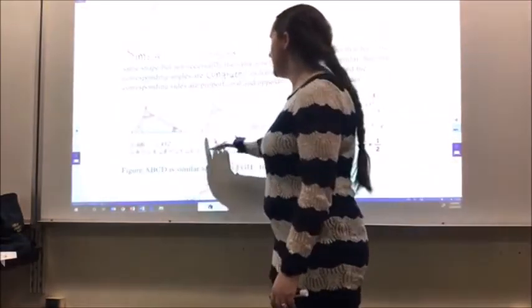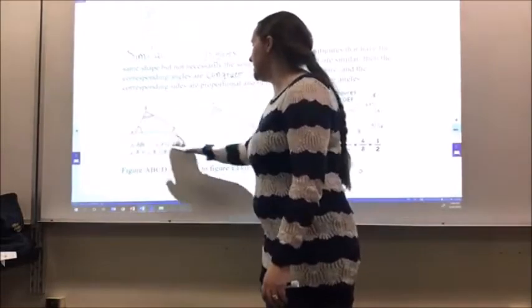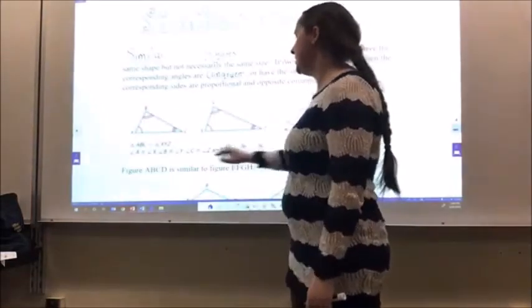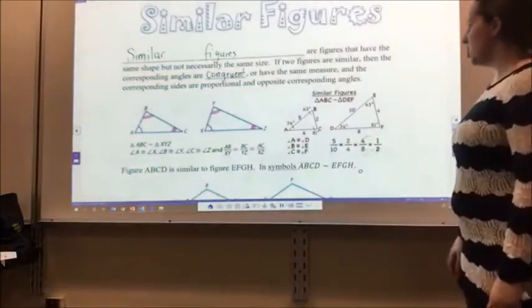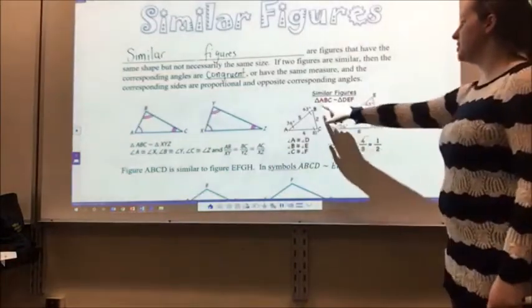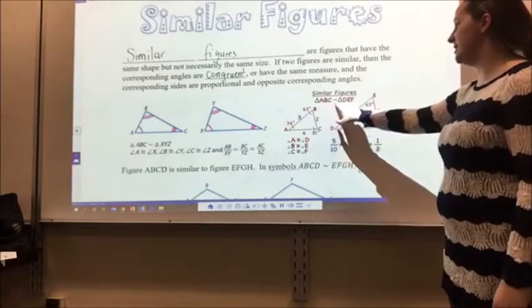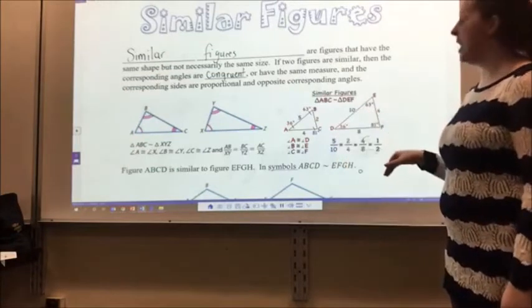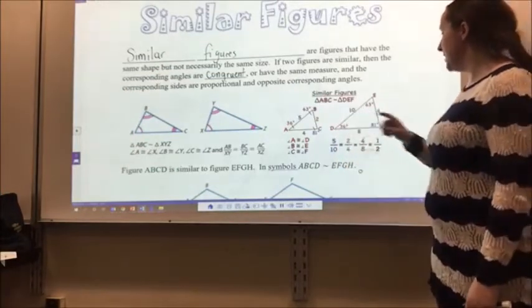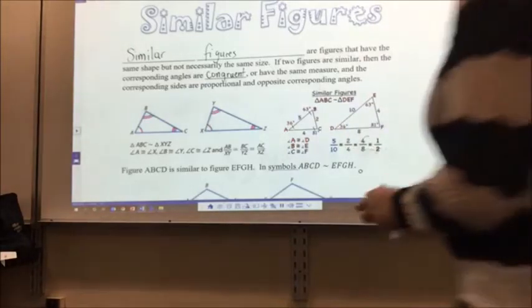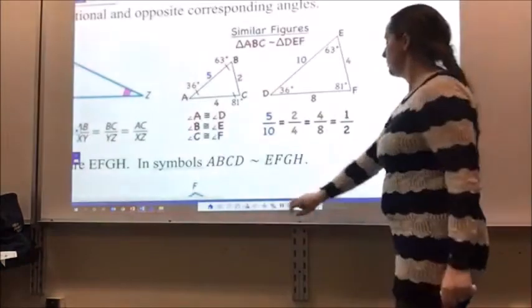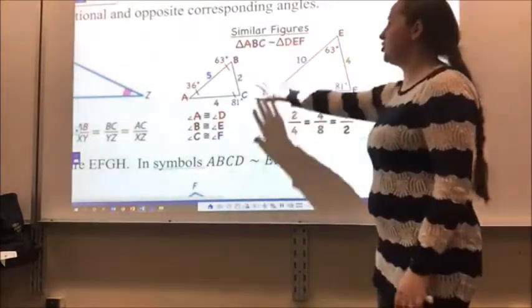So AB is proportional to XY, BC is proportional to YZ, and AC is proportional to XZ. So you can see here with similar figures, triangle ABC is similar, that's what this little squiggle line means, to triangle DEF. Let me make it a little bit bigger so it's easier to see. Okay, so here's my two triangles.